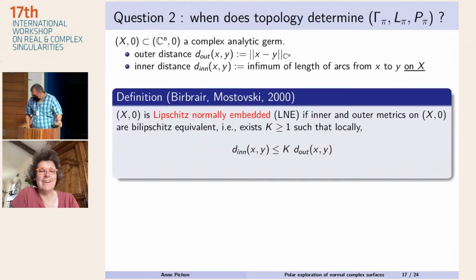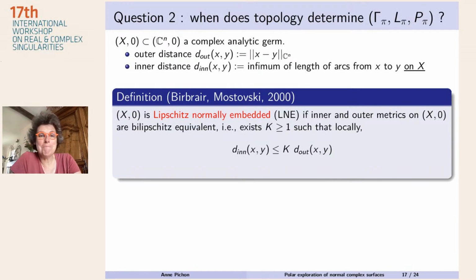So now I will just answer rapidly question 2. When does the topology determine the triplet gamma pi, L pi, P pi? For this, I need to recall rapidly what Lipschitz normally embedding is, and I think that you already had several talks mentioning that, at least the talk given by Elie on Tuesday, for those who attended. But let me remind this in 1 minute.